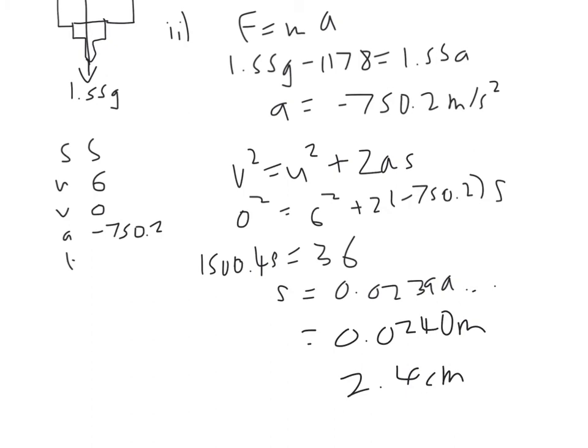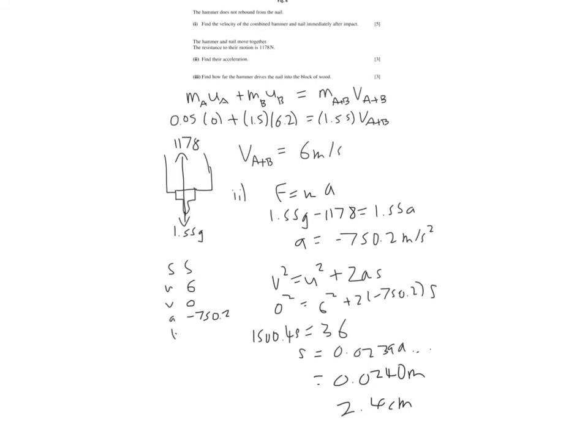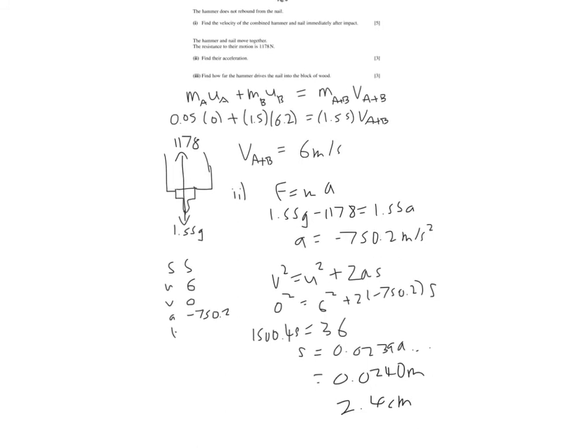So to summarize part 3, what was actually happening in the question? Well, the hammer hits the nail, and you take that point to be the initial time, and at that time the speed of the combined particles would be 6. It then goes into the wood a little bit, but not too much, and it'll eventually slow down to 0, so its speed will be 0. So that's why you got 6 and 0. And it was decelerating. It had an acceleration of minus 750.2 from the second part, and that gave you that it went 2.4 centimeters into the wood.